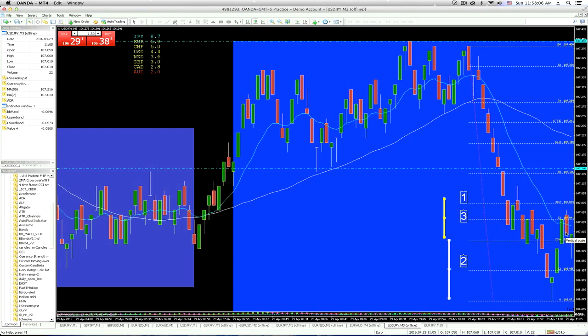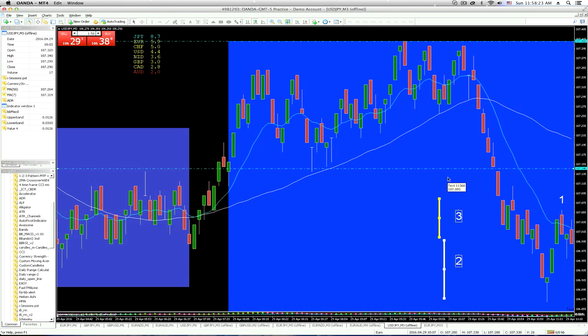So now we have a new 1 right here. Let me get rid of this Fibonacci so we're not too crowded there. So this could be a new 1. So let's see what happens. Okay, this could give us a new 2.